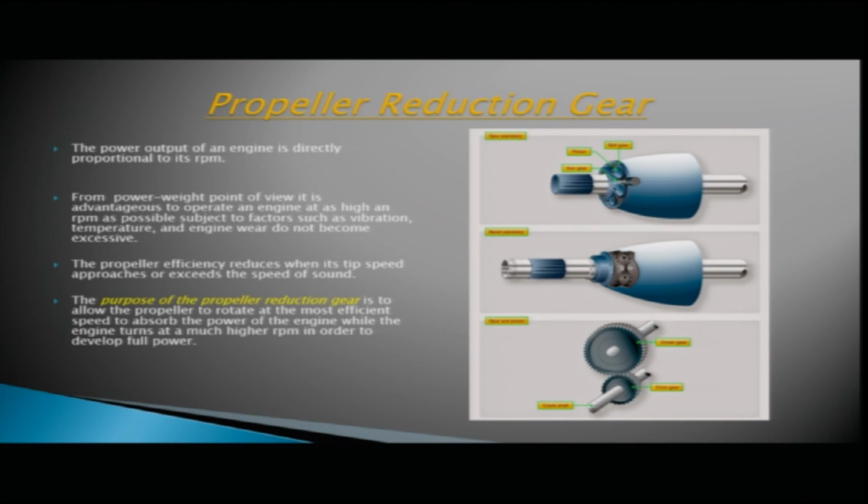So now we get more RPM from the engine, and with the help of the propeller reduction gear, we are able to get more efficiency from the propeller. The purpose of the propeller reduction gear is to allow the propeller to rotate at the most efficient speed to absorb the power of the engine, while the engine turns at a much higher RPM in order to develop full power. The propeller reduction gear takes care of the propeller efficiency. It reduces the RPM which is transferred to the propeller.